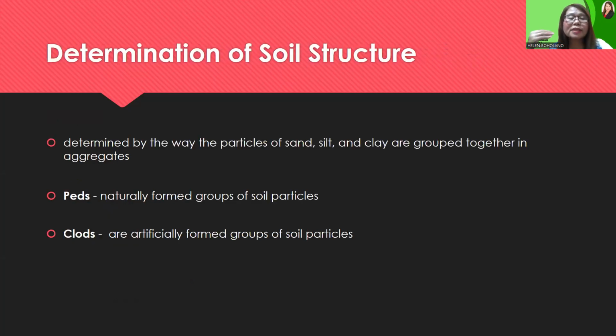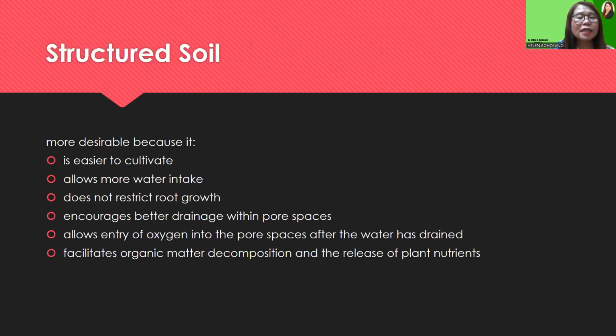There are also ways of determining soil structure. We need to determine the way particles of sand, silt, and clay are grouped together in aggregates. The peds are naturally formed groups of soil particles, while the clods are artificially formed groups of soil particles. Now, let us remember this.